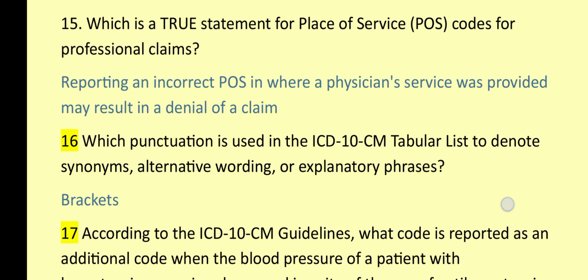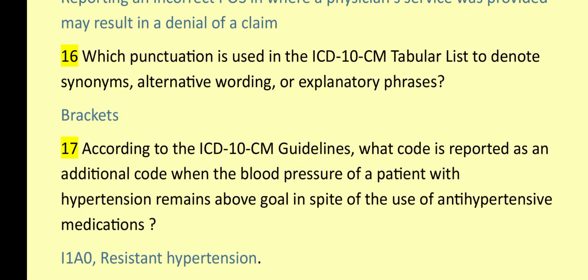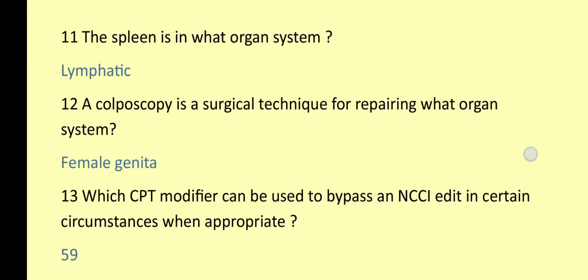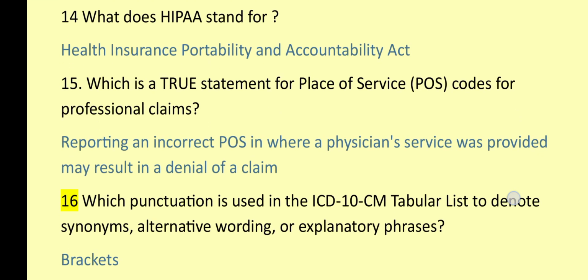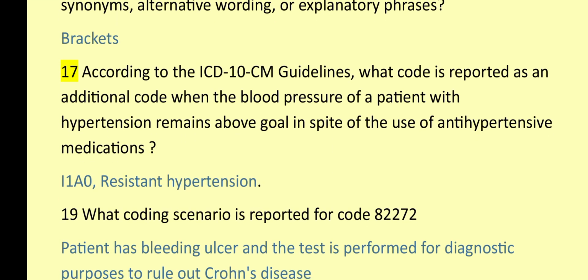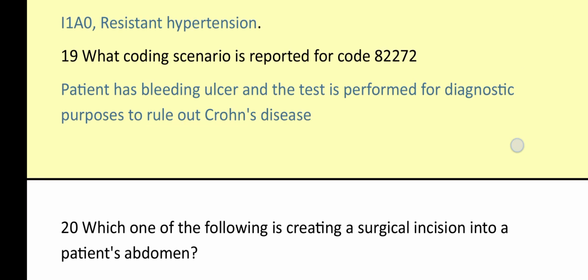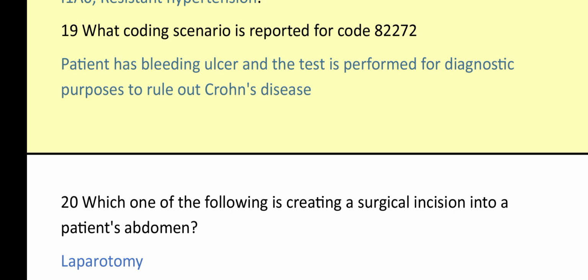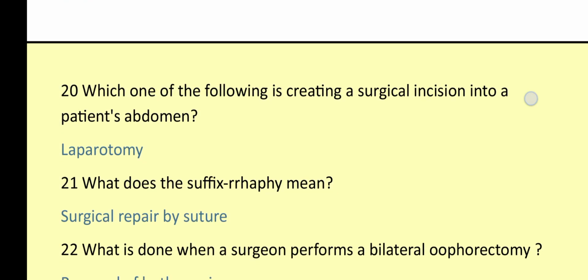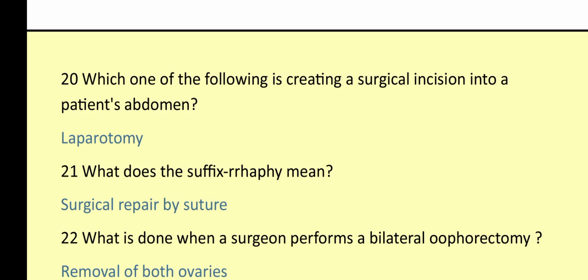Brackets. 17. According to the ICD-10 guidelines, what code is reported as an additional code when the blood pressure of a patient with hypertension remains above goal in spite of the use of antihypertensive medications? I1AO, resistant hypertension. 19. What coding scenario is reported for code 82272? Patient has bleeding ulcer and the test is performed for diagnostic purposes to rule out Crohn's disease. 20. Which one of the following is creating a surgical incision into a patient's abdomen?